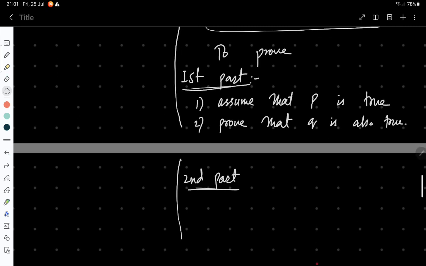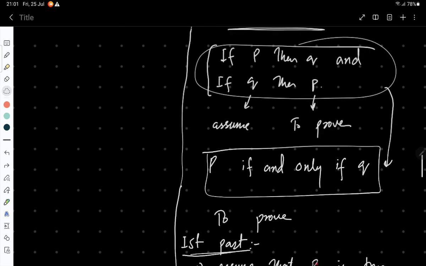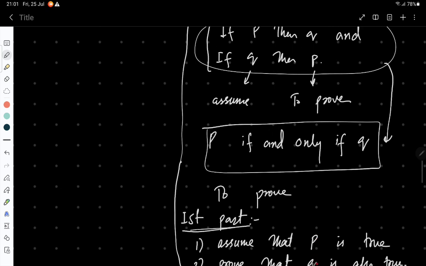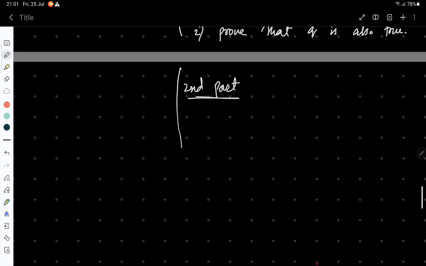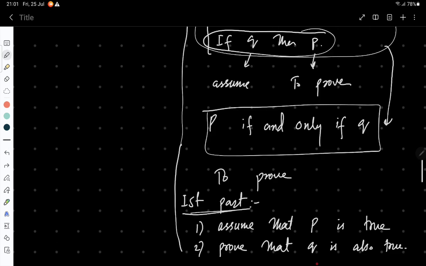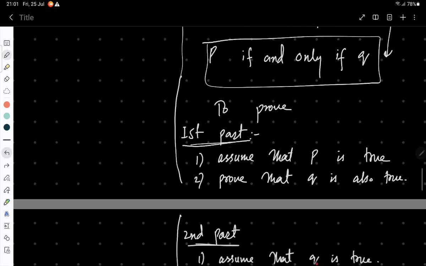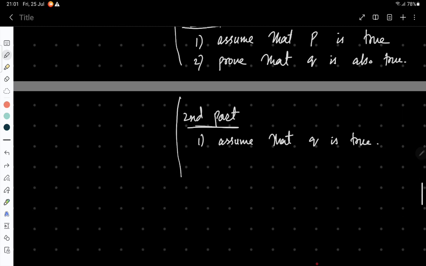Okay, in the second part, what is the second part? The second part is if Q then P. What does that mean? I will assume that Q is true and I will prove that P is also true.